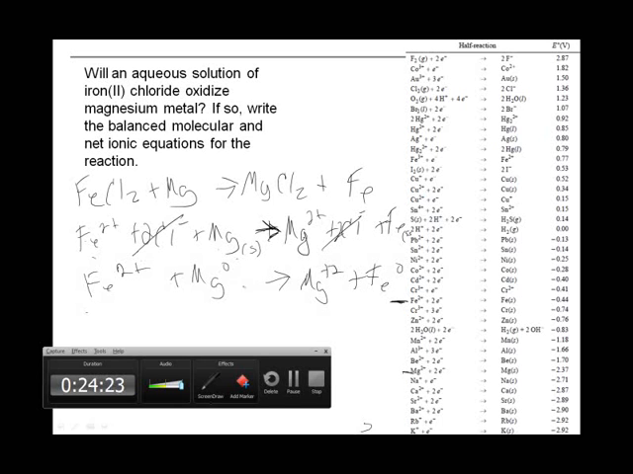And in this case, the metal that has been reduced is the iron. It goes from 2+ to 0. That's a reduction in charge. This is reduced, which means this has got to be oxidized.